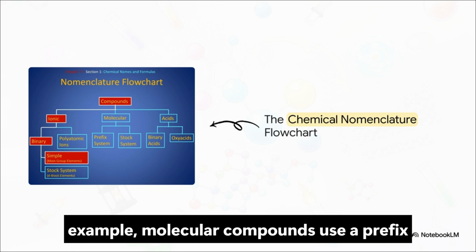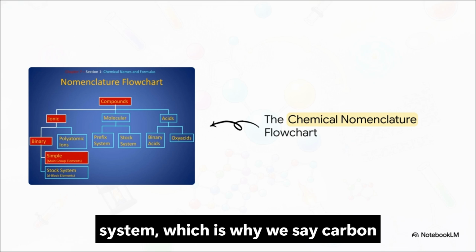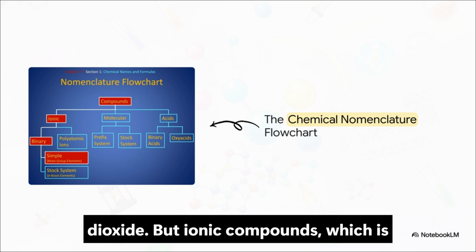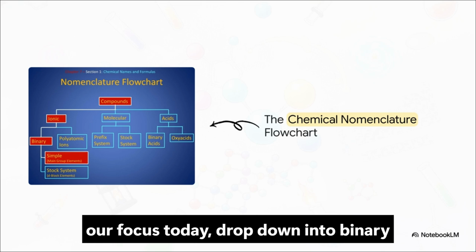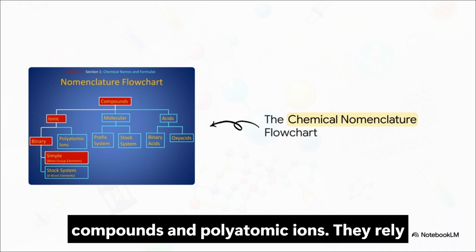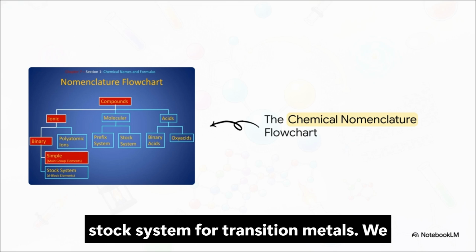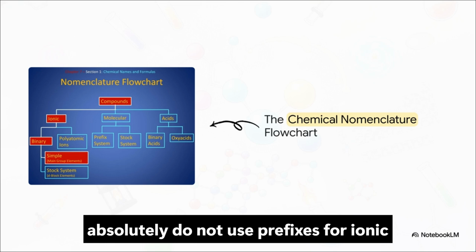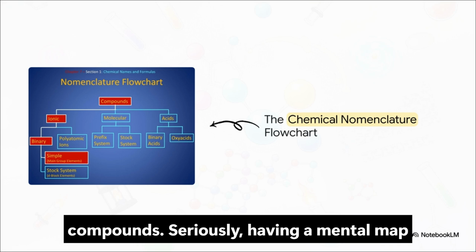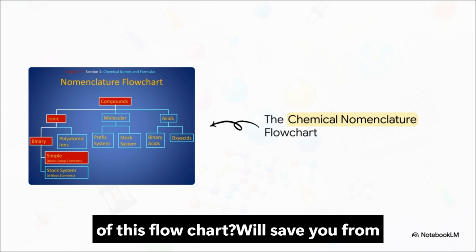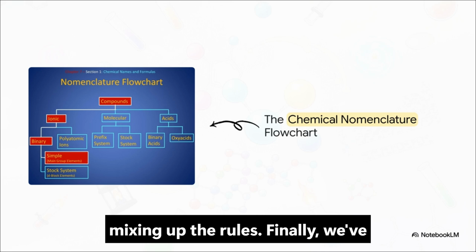For example, molecular compounds use a prefix system, which is why we say carbon dioxide. But ionic compounds, which is our focus today, drop down into binary compounds and polyatomic ions. They rely on simple main group elements or the stock system for transition metals. We absolutely do not use prefixes for ionic compounds. Seriously, having a mental map of this flowchart will save you from mixing up the rules.